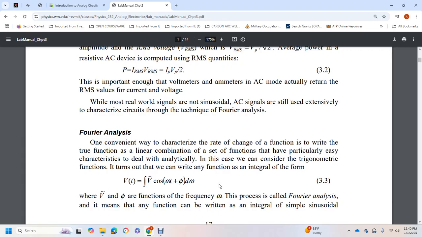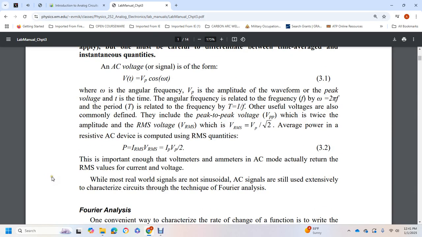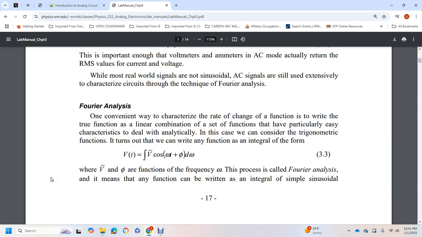Fourier analysis is a convenient way to characterize a function by its rate of change, writing a true function as a linear combination of simpler functions that are easier to deal with analytically. In this case, we consider the trigonometric functions. It turns out we can write the function in an integral form. Voltage as a function of time is equal to the integral over frequency of the voltage amplitude at each frequency times cosine of the angular frequency times time.